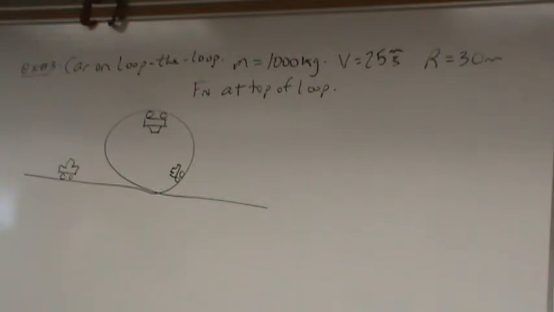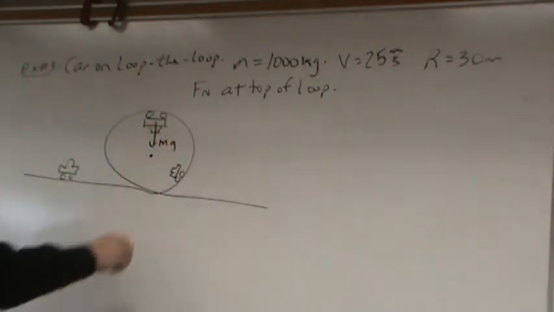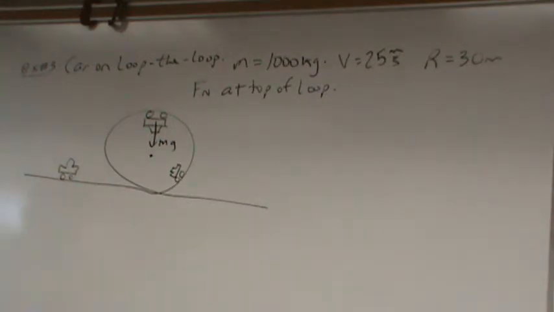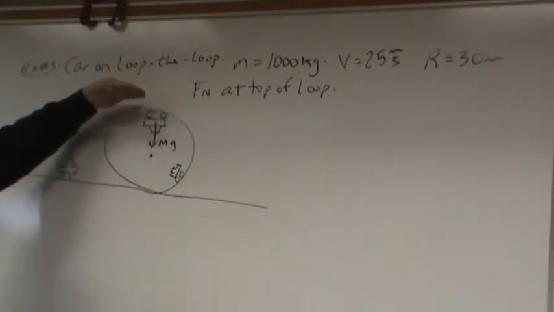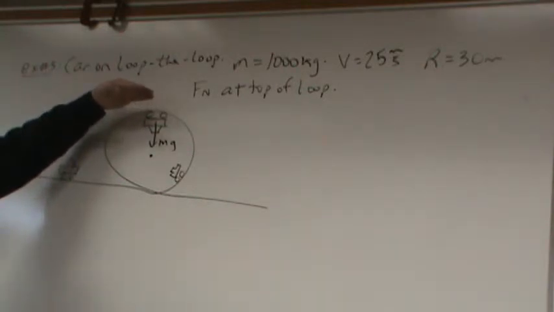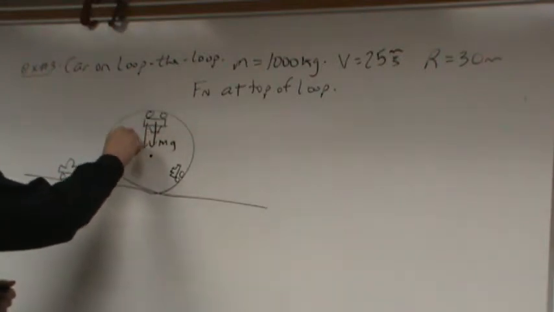Let's go ahead and make a free body diagram. Tell me, what's the direction that gravity is acting? Downward. So mg is down. Now I've got normal force between the car and the track. What's the direction of normal force? Is it up or down? Again, you've got to use your own cleverness. The track is now above the car. If the track is pressing on the car, what direction is the track pressing? Down. Absolutely. Your normal force is down.